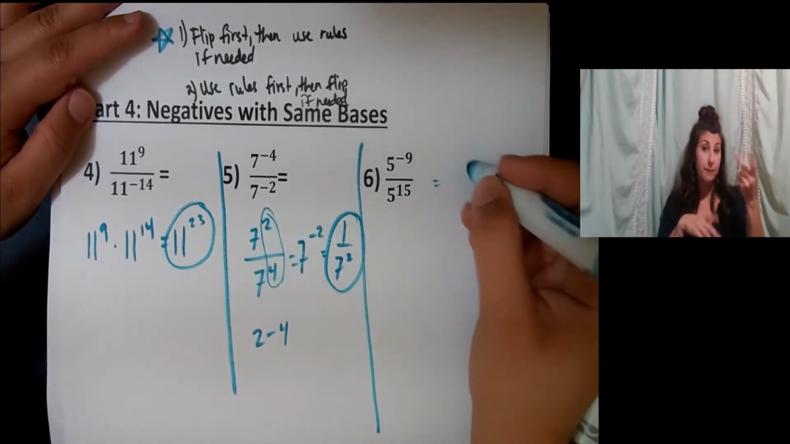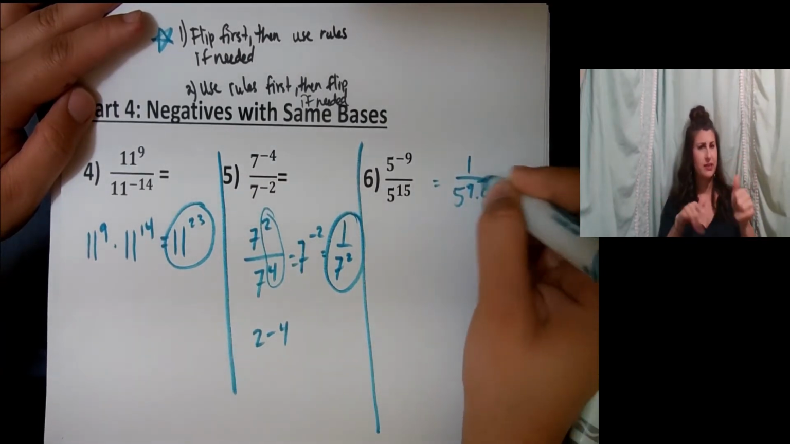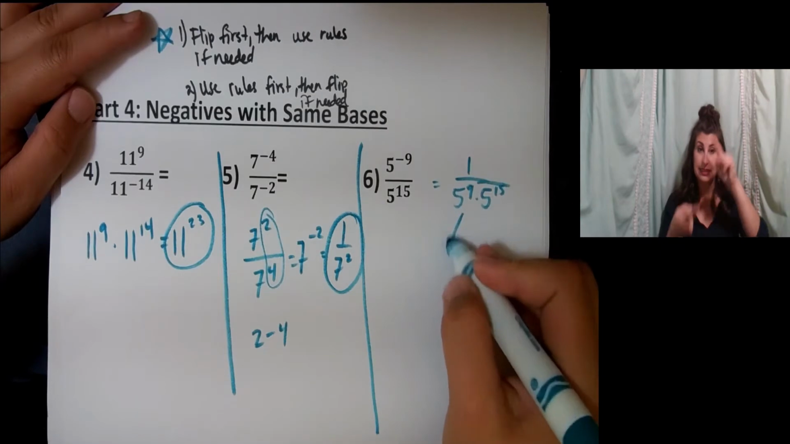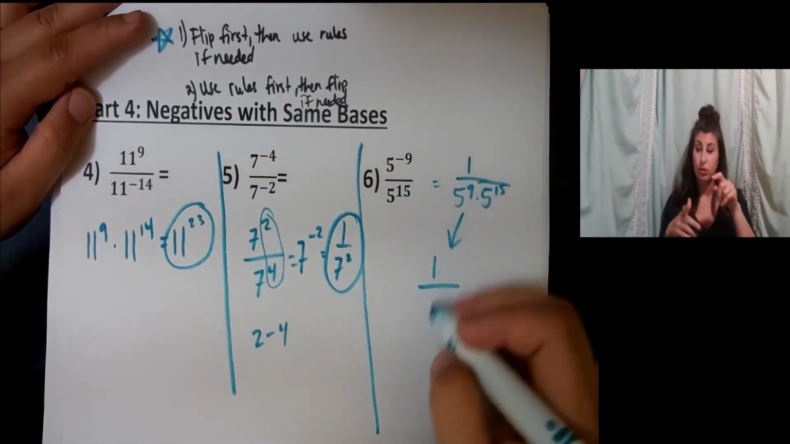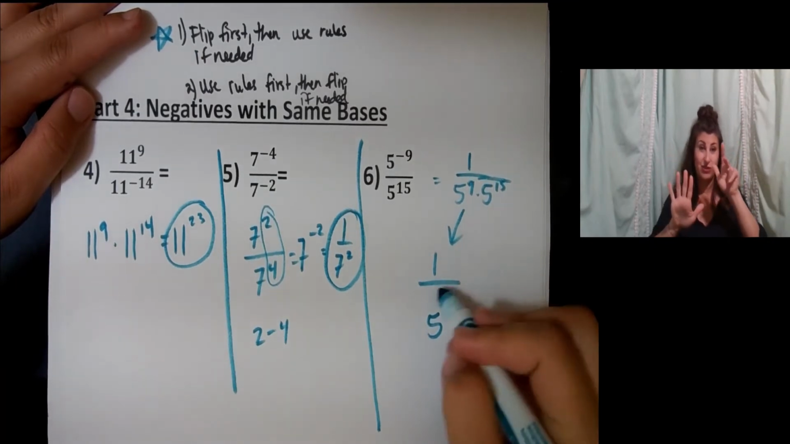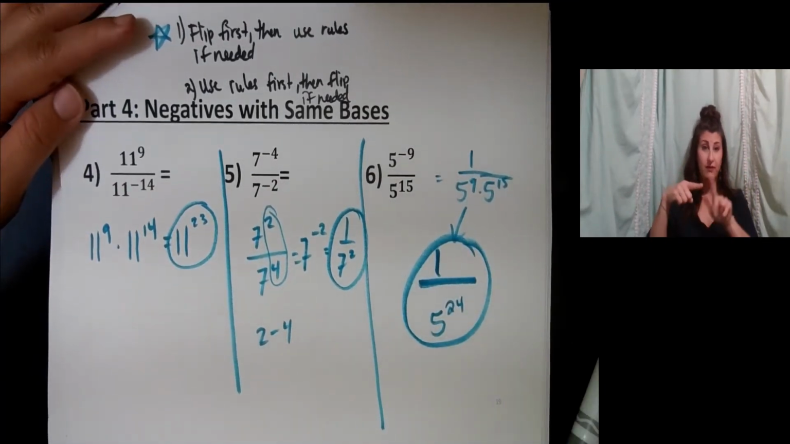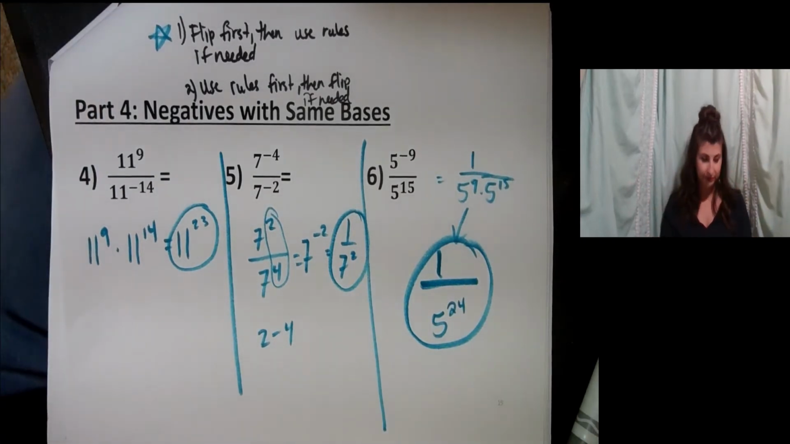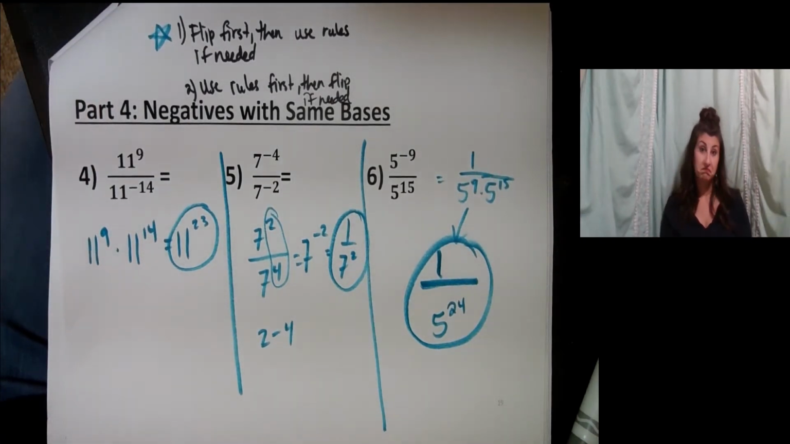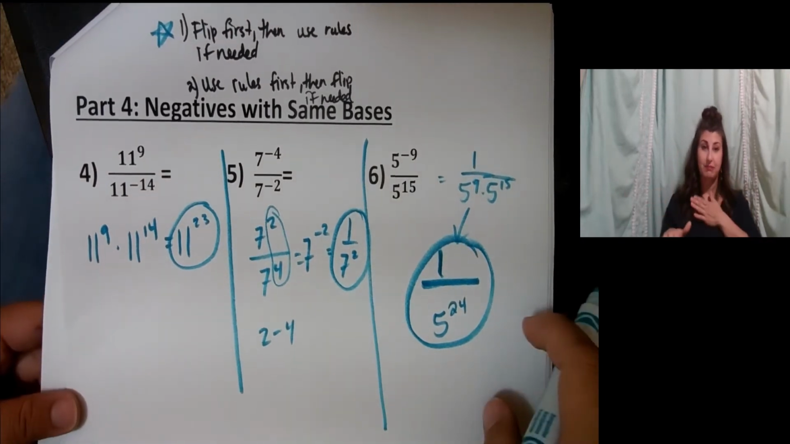Here, I'm going to flip first. That stays at the bottom. And then I have to simplify that. So that'll be 5. I can add those now. 5 to the 24th. This fraction looks a little weird. So I have that. All right. Looks good. Hopefully you got those answers.